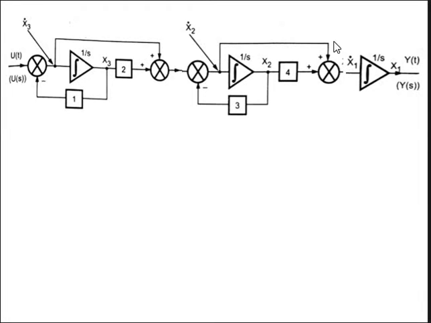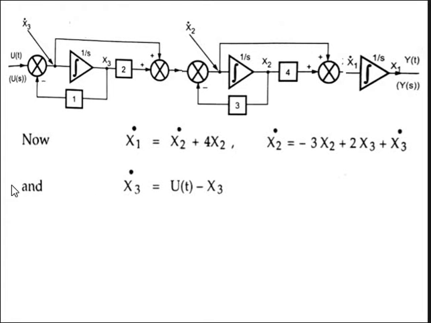This summation has two inputs. One input is directly from here, where the value is x2 dot of t. So that one input is x2 dot of t, and the second input is 4 multiplied with x2 of t. So x1 dot of t is equal to x2 dot of t plus 4 into x2 of t.